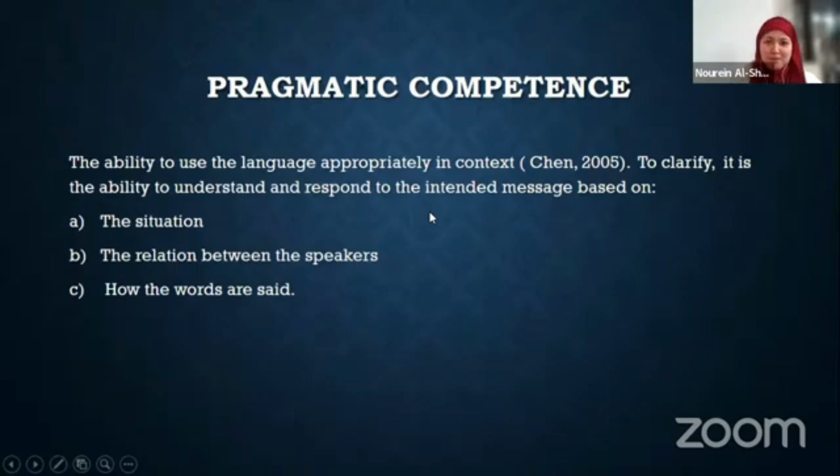So what is pragmatic competence? It's the ability to use language appropriately in context, according to the situation. Here we've got three premises that determine whether pragmatic competence is successful, or make our students pragmatically competent: to use the language according to the situation, according to the relation between the speakers, and how the words are said. These three premises determine whether one is pragmatically competent or incompetent. It's all about the intended message.